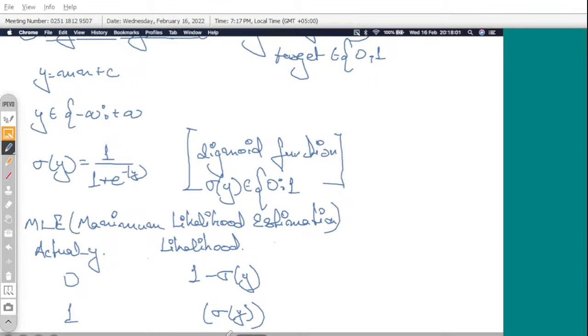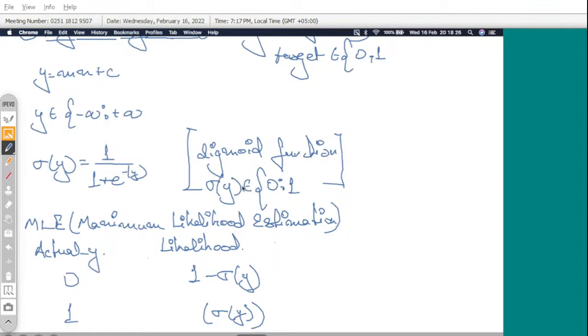If it is 1, sigmoid y is the probability to get 1. If it is 0, it is 1 minus the probability to get 1. That's the likelihood. Right? The likelihood makes sense, everyone?